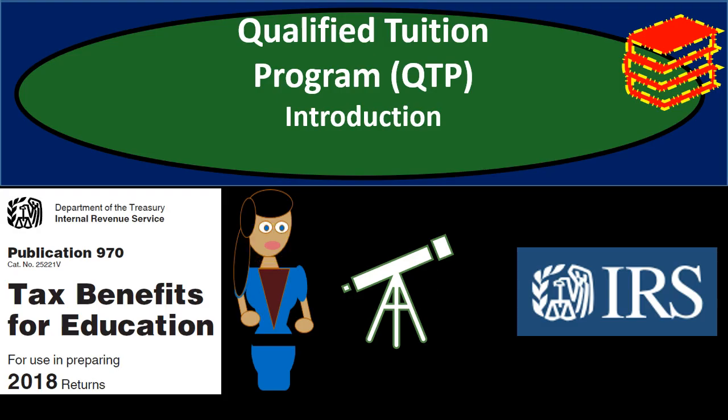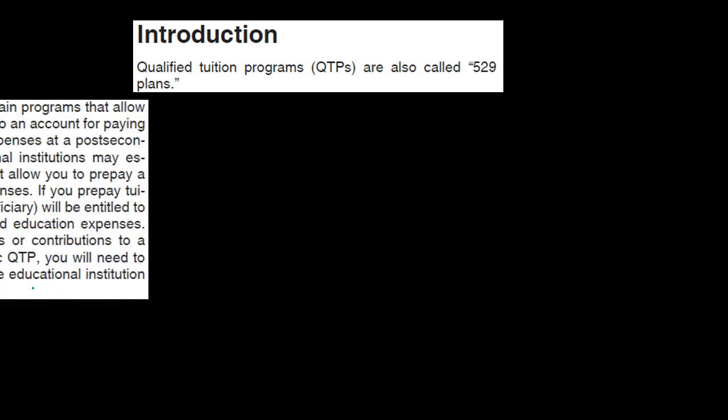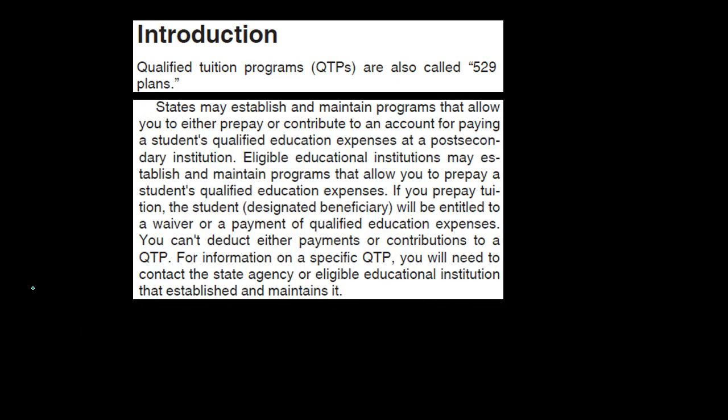In this presentation, we will introduce Qualified Tuition Programs, or QTP. This information can be found in Publication 970. Introduction. Qualified Tuition Programs, QTPs, are also called 529 plans. So 529 referring to the code sections, QTPs, same thing, Qualified Tuition Programs. States may establish and maintain programs that allow you to either prepay or contribute to an account for paying a student's qualified education expenses.